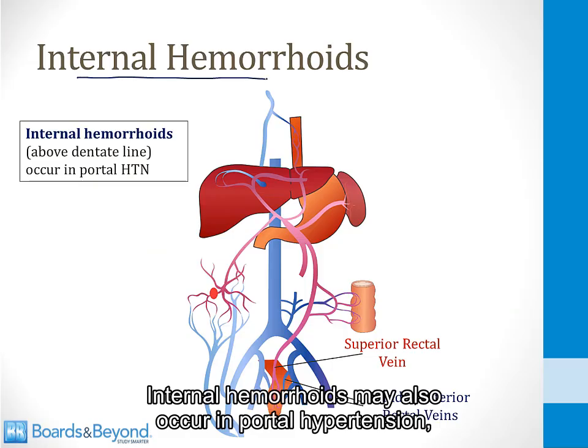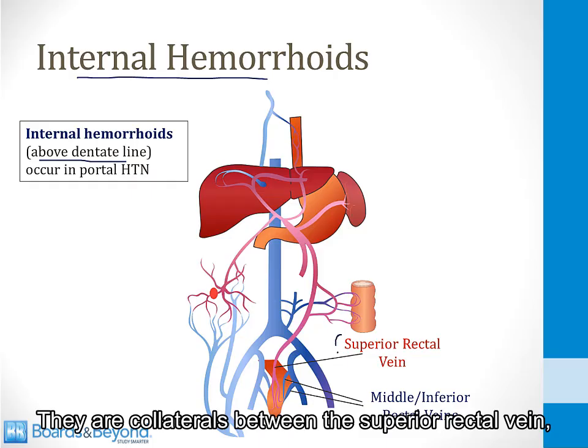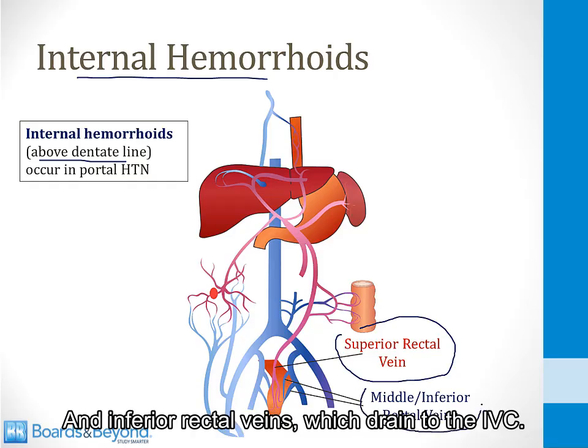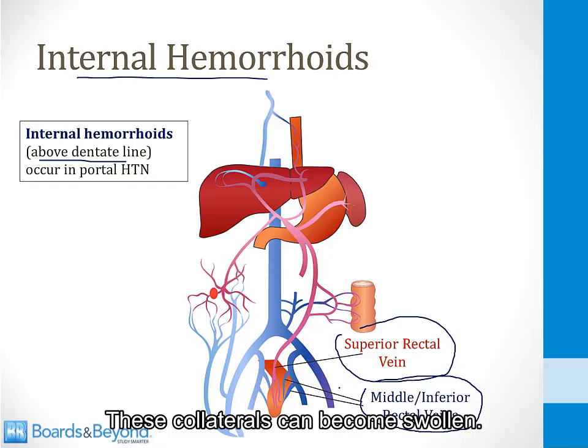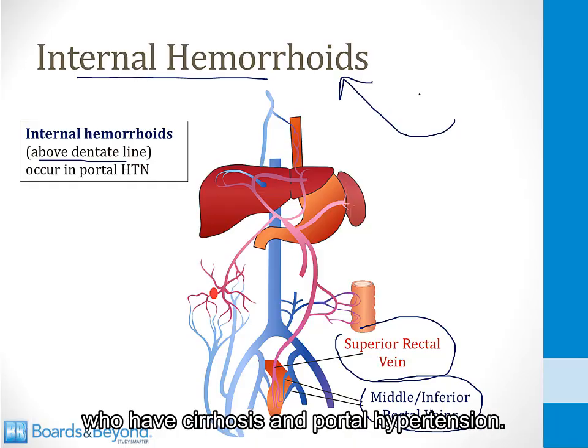Internal hemorrhoids may also occur in portal hypertension from venous collaterals. Internal hemorrhoids are hemorrhoids that occur above the dentate line. They are collaterals between the superior rectal vein, which drains to the portal system, and the middle and inferior rectal veins, which drain to the IVC. These collaterals can become swollen, and this can result in hemorrhoidal bleeding in patients who have cirrhosis and portal hypertension.